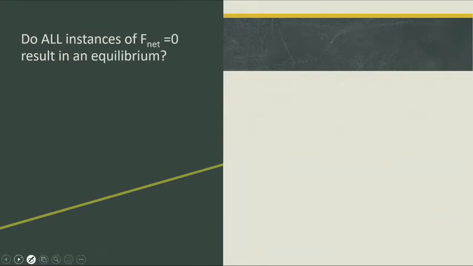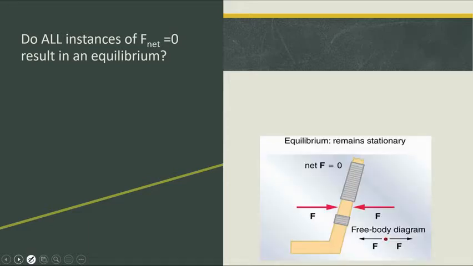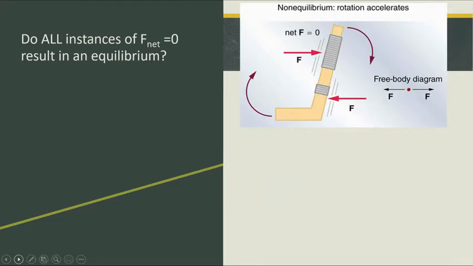But here's my question for you. Do all instances of F net equals zero result in equilibrium? So in this case, we have equilibrium and you have a force going to the left and a force going to the right, and therefore your net force equals zero. But sometimes you can have a net force equal to zero, but those forces are not going to end up giving you equilibrium because you're going to end up having rotation.